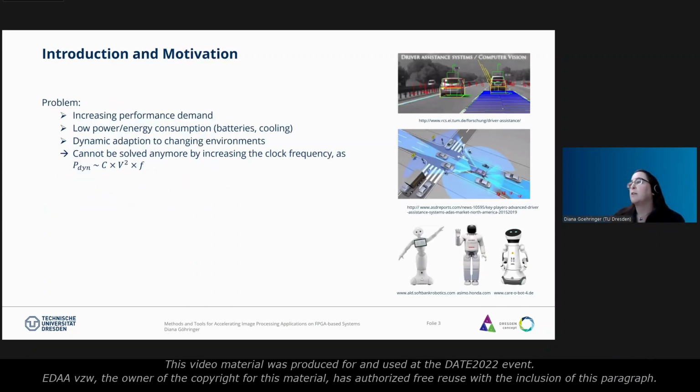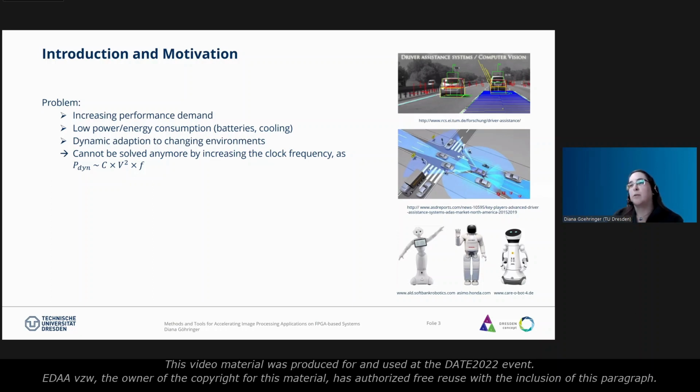There are many image and signal processing applications that have a high performance demand. For example, you see here some examples from driver assistance systems or autonomous robots. And on the other side, we want to have a low power and energy consumption to not have to cool the systems, and of course to have a long battery lifetime. And if the systems are working in different environments, they also need to be able to adapt to changing environments and also to get new algorithms for the image and signal processing. Also, if you see how fast new machine learning algorithms are developed, we want to upgrade a system regularly with new applications and new algorithms.